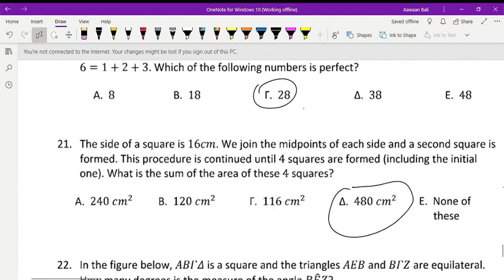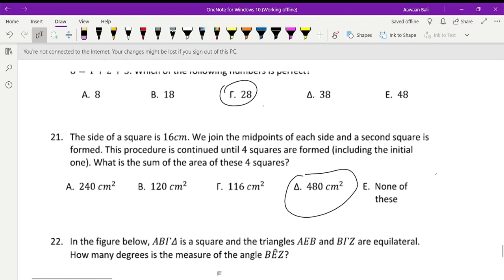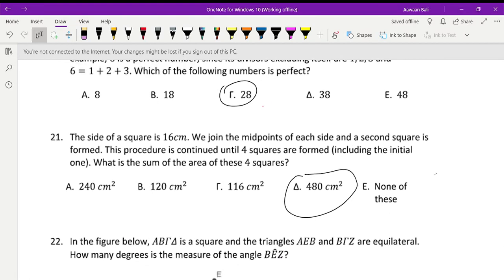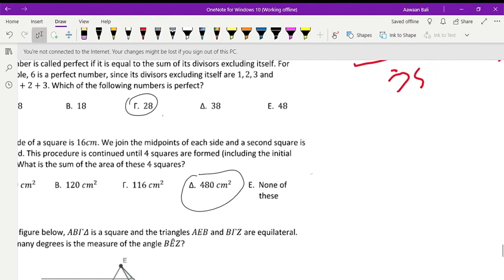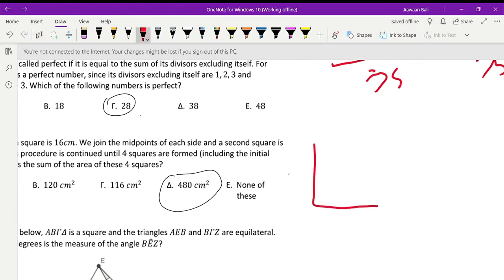Now, question number 21. The side of a square is 16 centimeters. We join the midpoints of each side and a second square is formed. This procedure is continued until 4 squares are formed, including the initial one. What is the sum of the areas of these 4 squares? Okay, so basically, this is what the figure is.